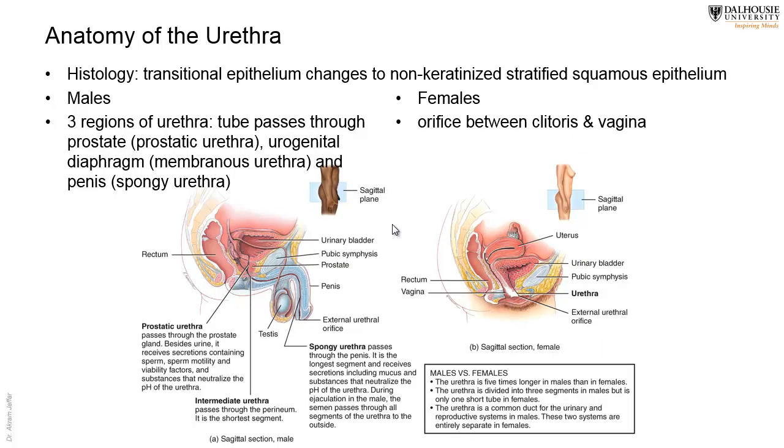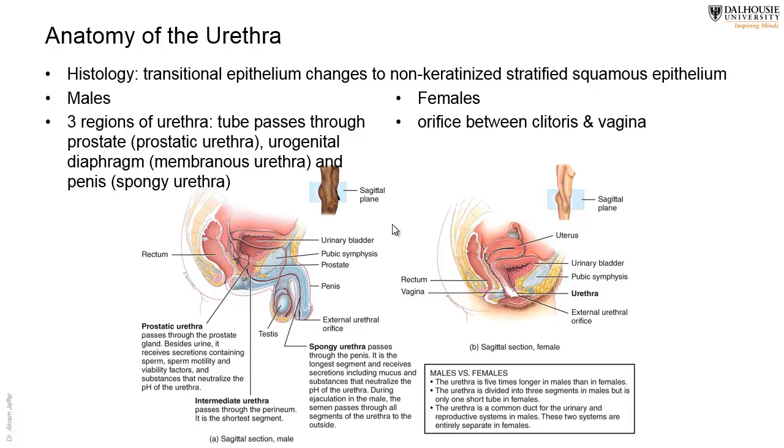The urethra, you can see it here in the female. It's very short. It's about 4 centimeters in length, and it's embedded in the anterior wall of the vagina, and opens between the vaginal opening and the clitoris. So it's straight, it is short, and that's why it's easy to pass a catheter in the female.